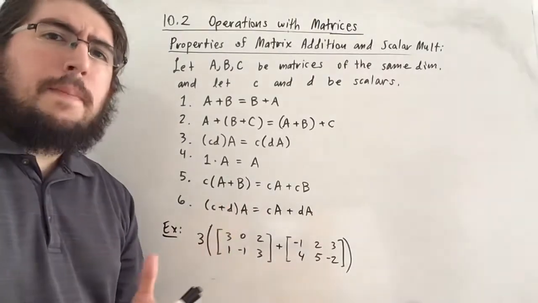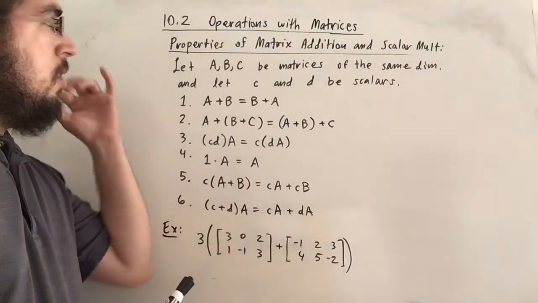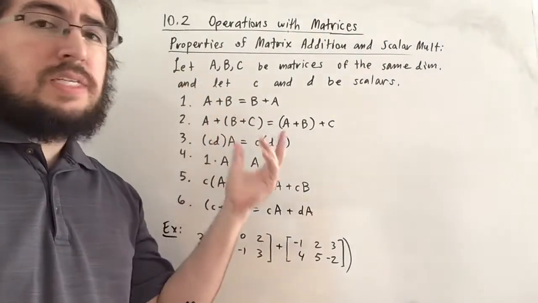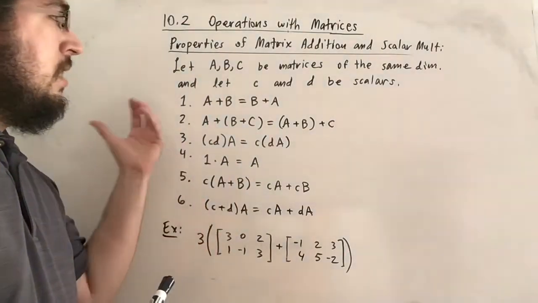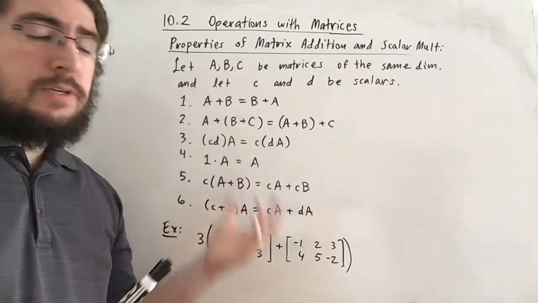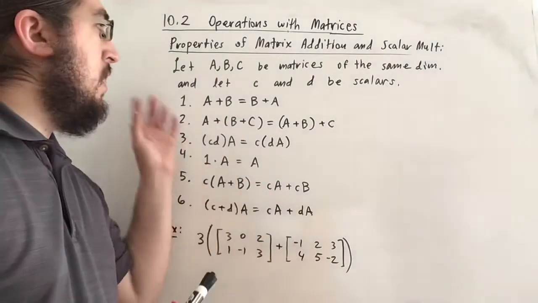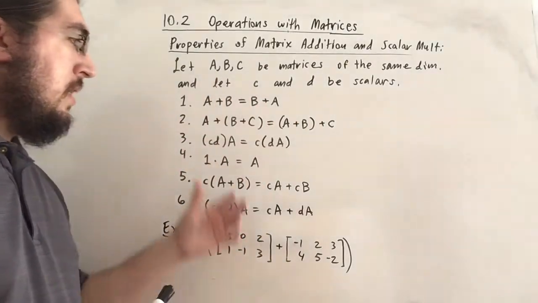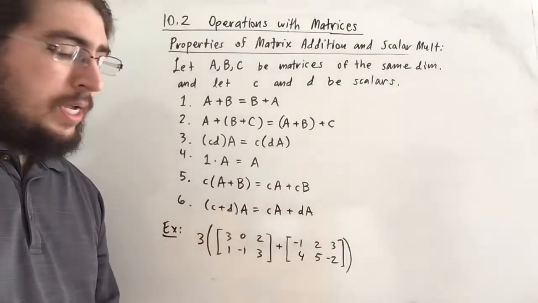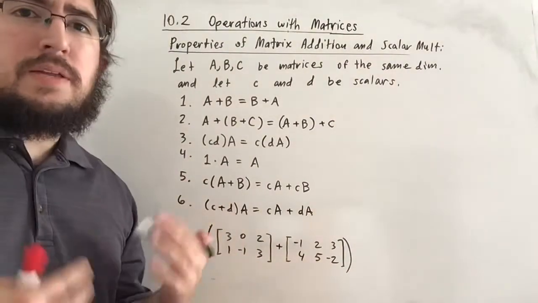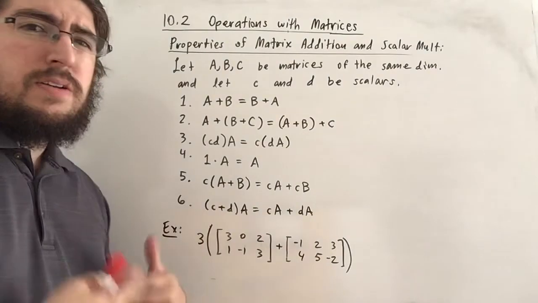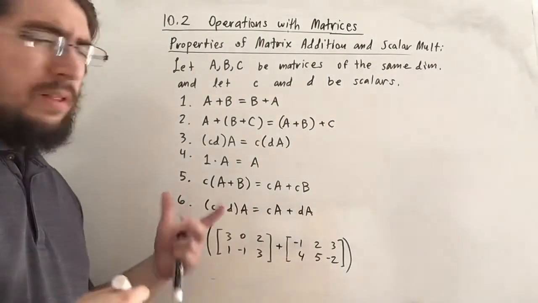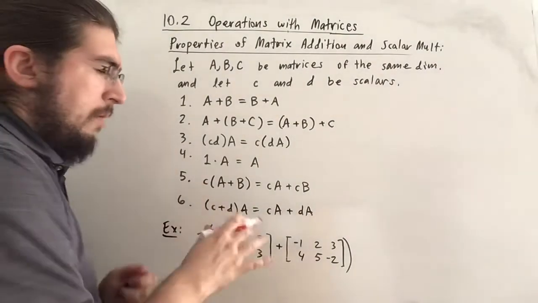All right, so here are the properties I was just referring to. These properties, of course, involve matrix addition and scalar multiplication. So here we let A, B, and C be some matrices of the same dimension, and C and D be scalars. And these are true. And in fact, they're true based on the definitions. And it's not hard to verify these, in fact. I'll name a few. I don't know if I'm going to name all of them, but let's see.